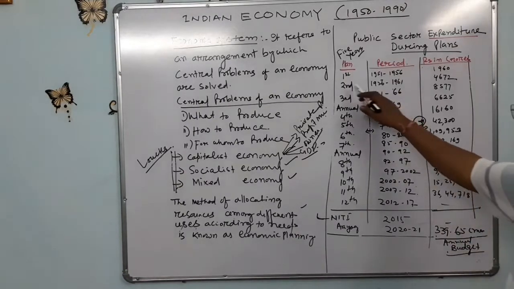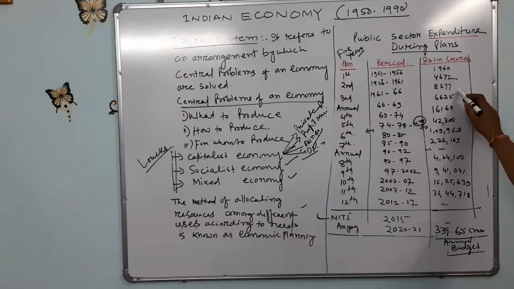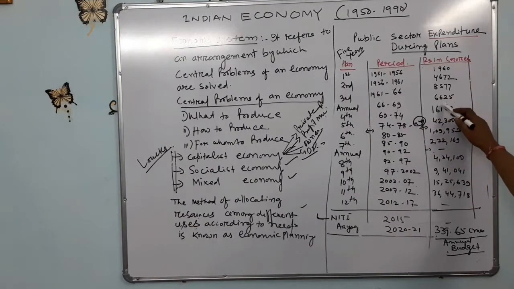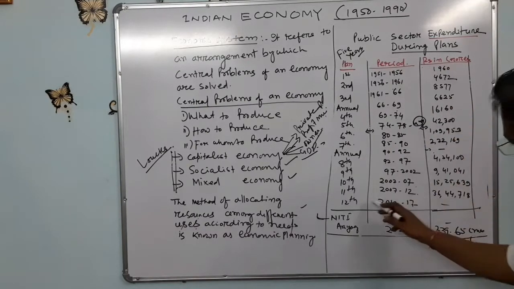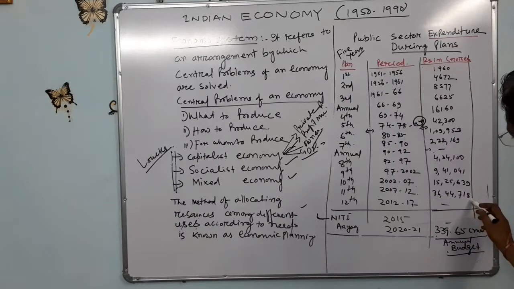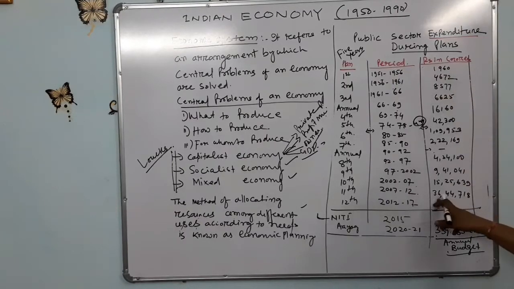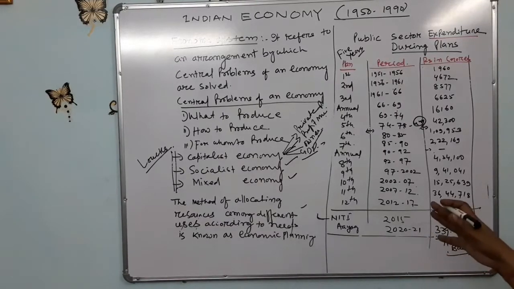Similarly, it increased in the second five-year plan to 4,672 crore rupees. Third five-year plan, it increased to 8,577, and the annual plans 6,625 crore rupees. Accordingly, it increased to 16,160 crore rupees. And by the end of the eleventh five-year plan, from 1,960 crore rupees it increased to 36,418 crore rupees. It emphasizes that so far as expenditure is concerned, we are capable of increasing our gross domestic product. That is why we were able to spend so much money, from 1,960 crores to 36,44,780 crores. This is our achievement till the eleventh five-year plan.